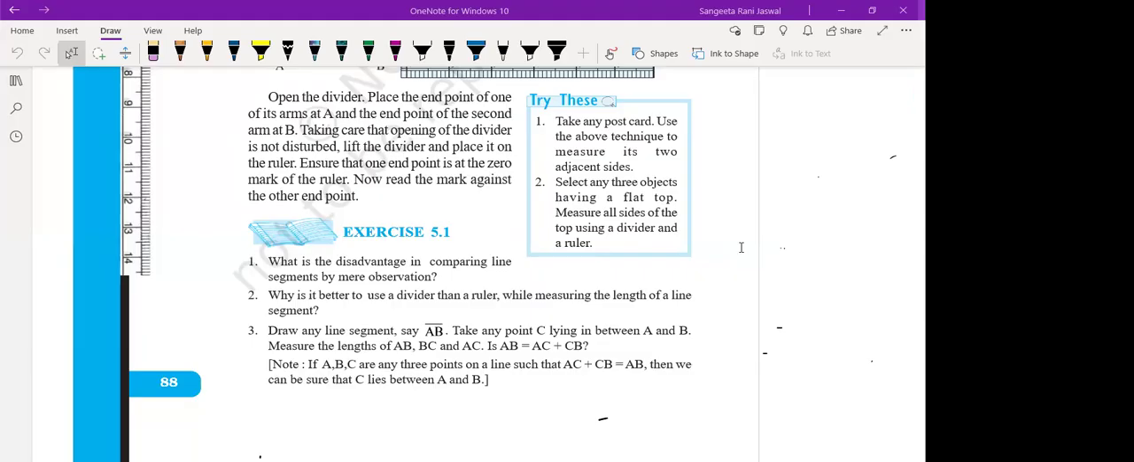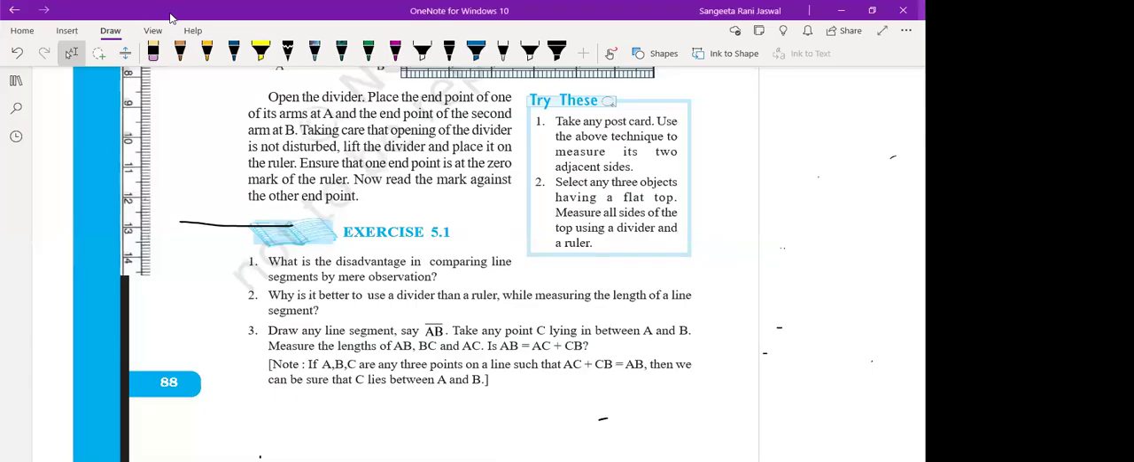Here you have the first question in this. What is the disadvantage of comparing line segments by mere observation? Observation means just by seeing. When you just see a line, what estimate can you make? Whether it is 3 centimeters or 5 centimeters. So this is just an estimate.